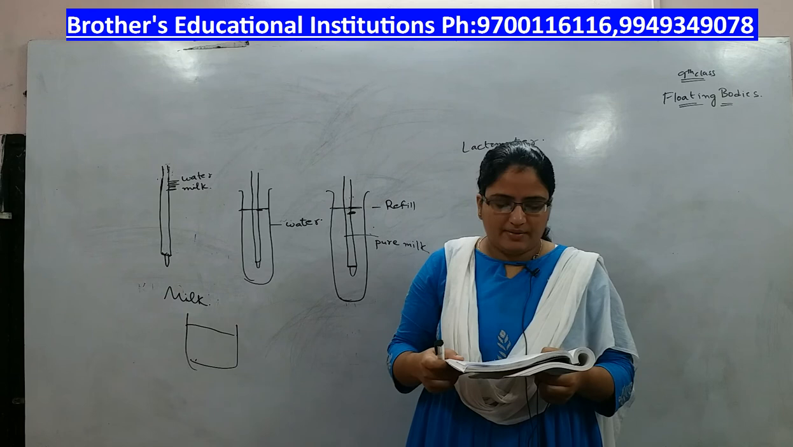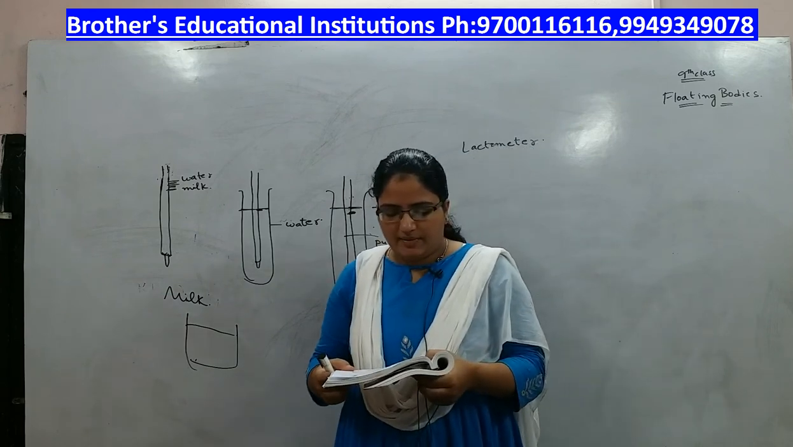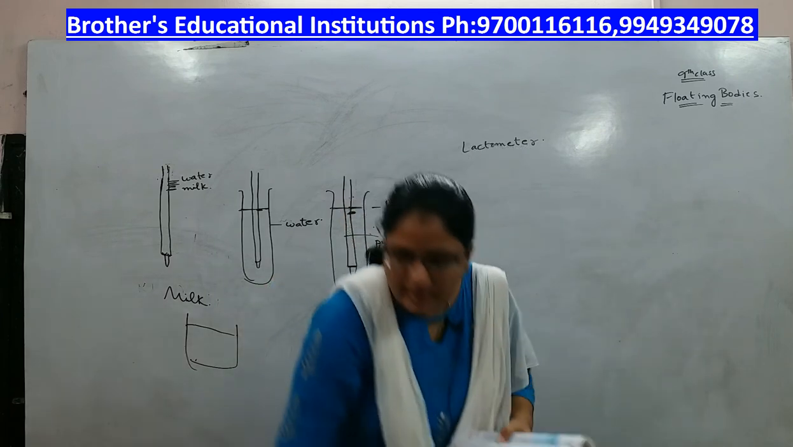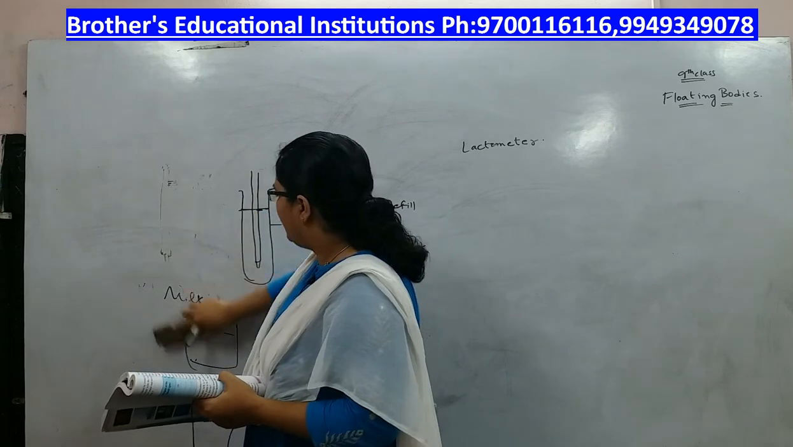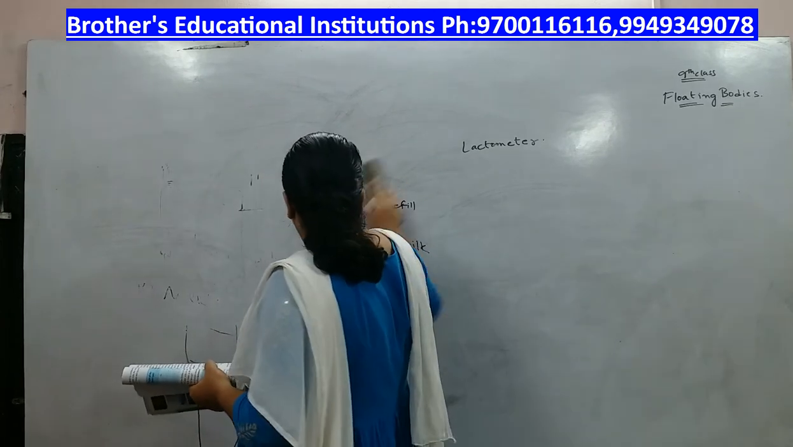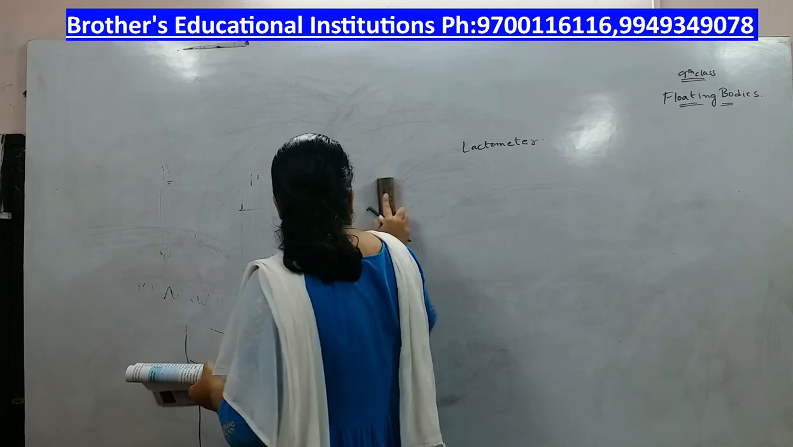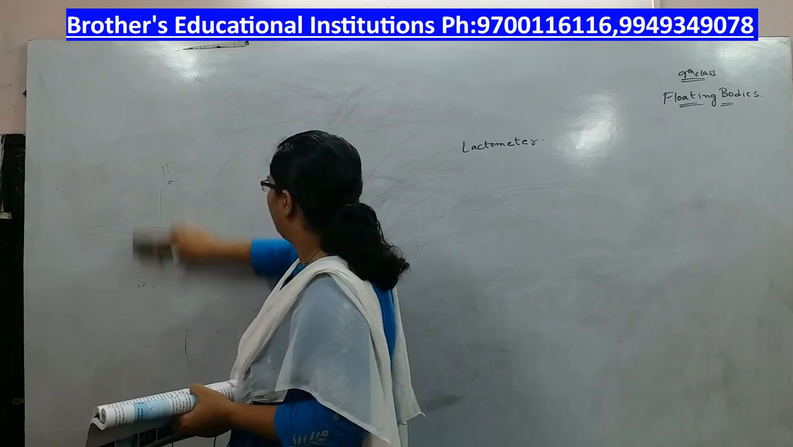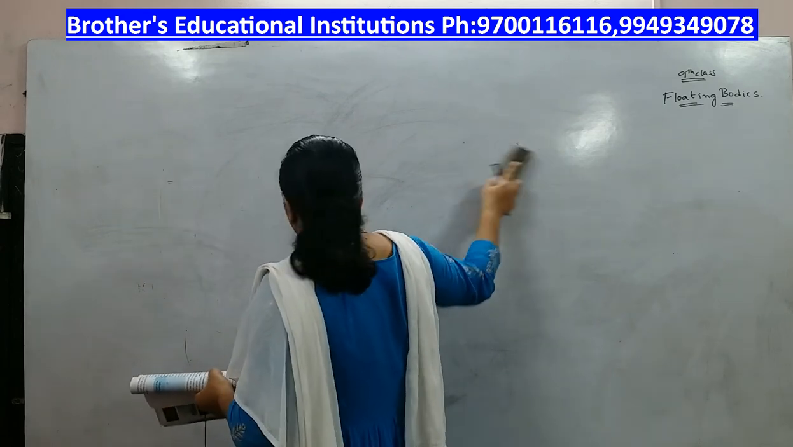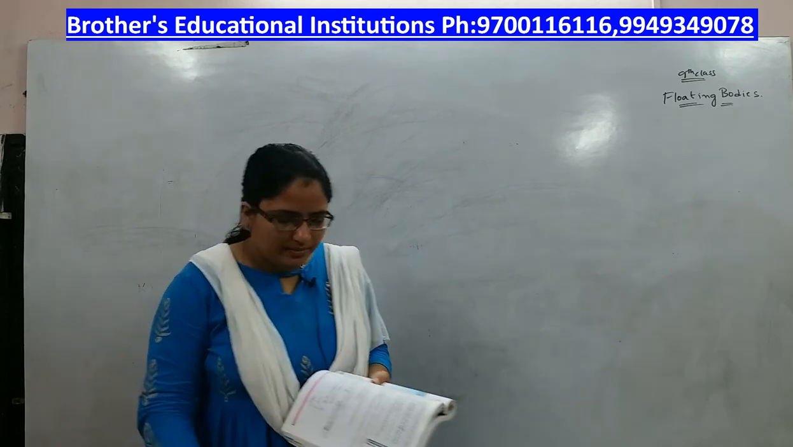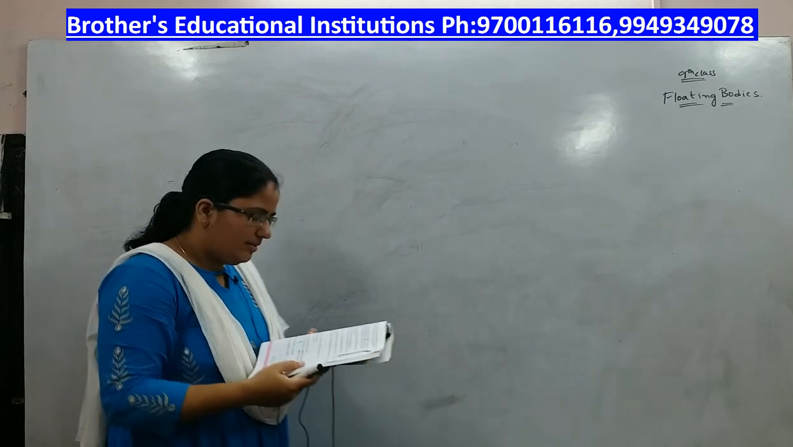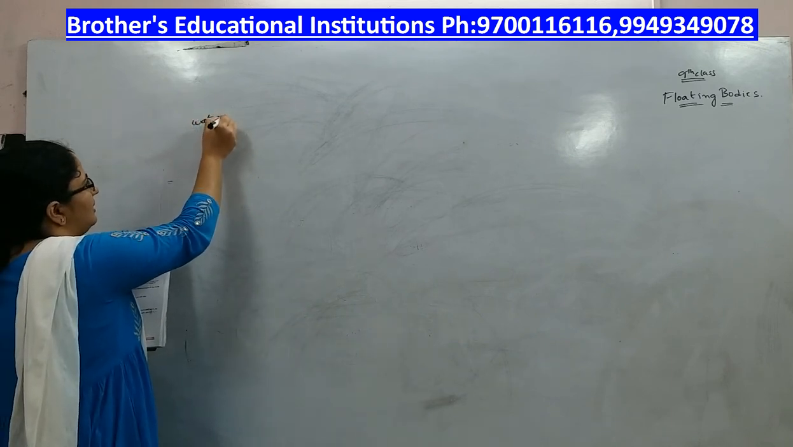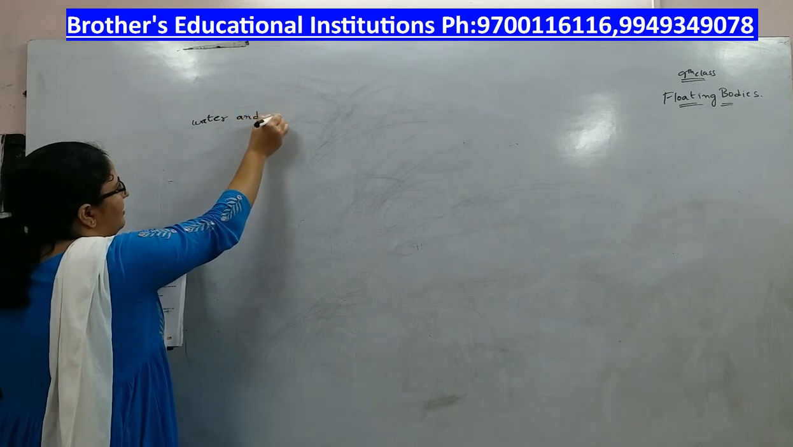Now, what is the effective density of the mixture of water and milk when they are taken with same masses, and when they are taken with same volumes? In the first case, they are taken with same mass. In the next case, they are taken with same volume. We have to find the effective densities of water and milk.